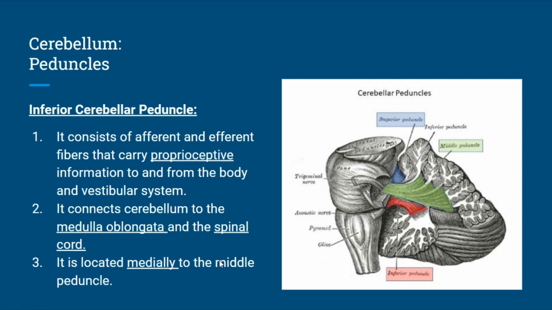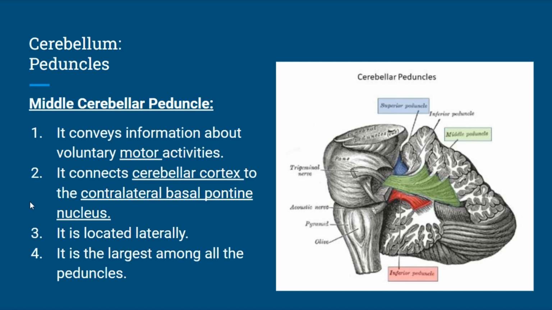The second one we're going to look at is the inferior cerebellar peduncle. You see this red structure right here. This is the inferior peduncle. It consists again of afferent and efferent fibers that carry proprioceptive information to and from the body and the vestibular system. It connects the cerebellum to the medulla oblongata and the spinal cord. And it is located medial to the middle peduncle. So it is more medial to the middle peduncle.